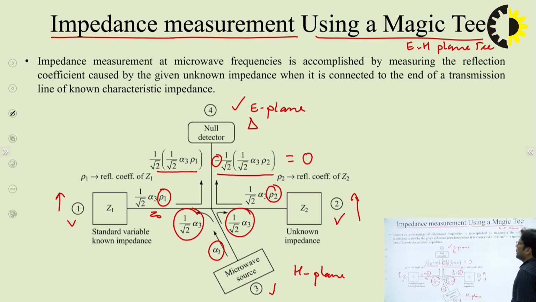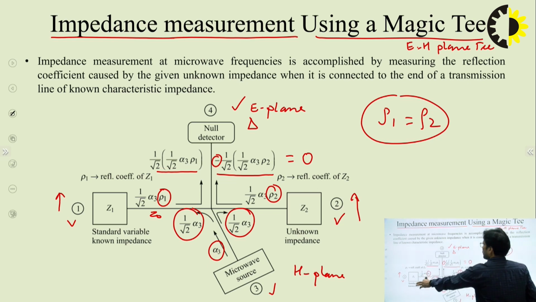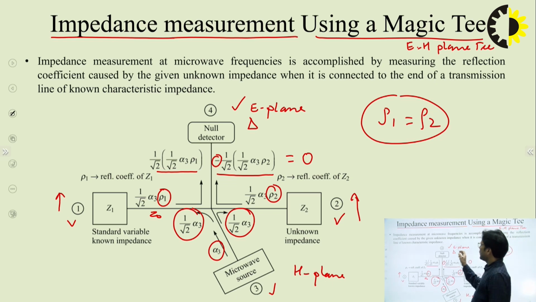What should be the condition? If you solve this equation, you will get rho 1 is equal to rho 2. That means the reflection coefficient from port number 1 and port number 2 are equal. When both reflection coefficients are equal, then you will get a null detector at port number 4, right?